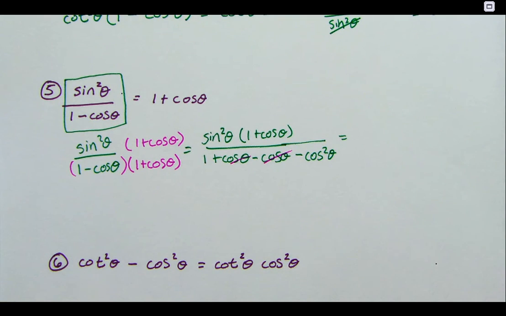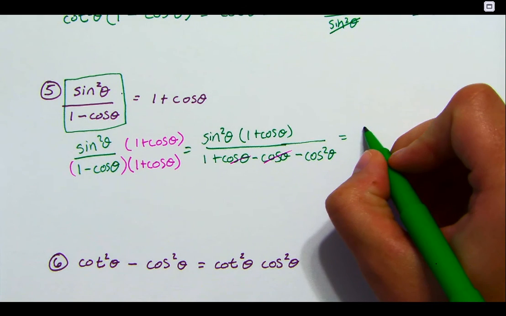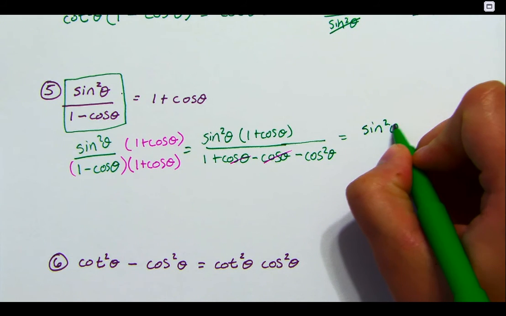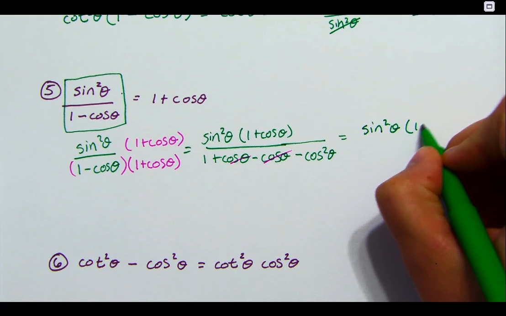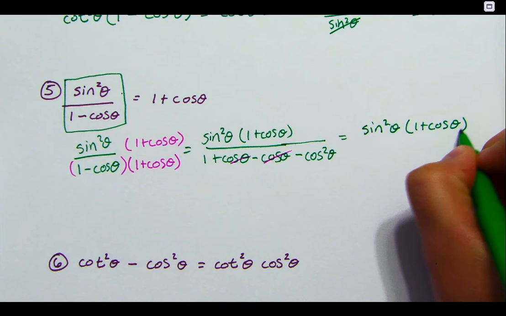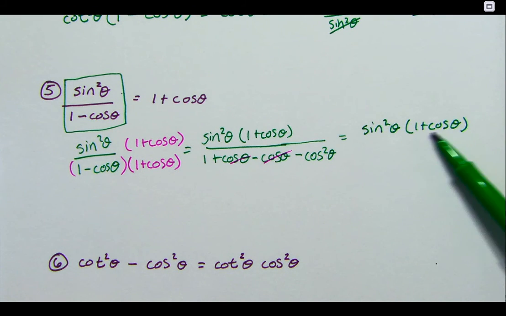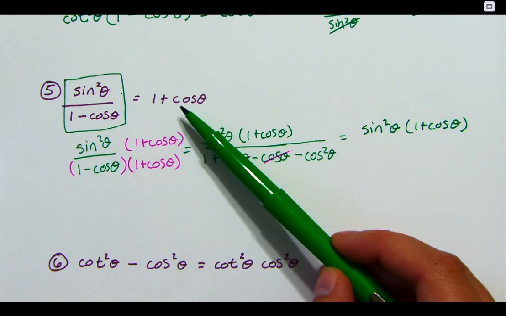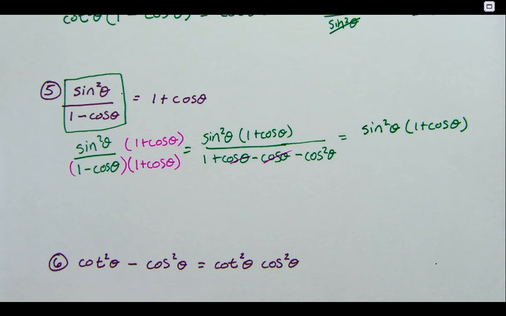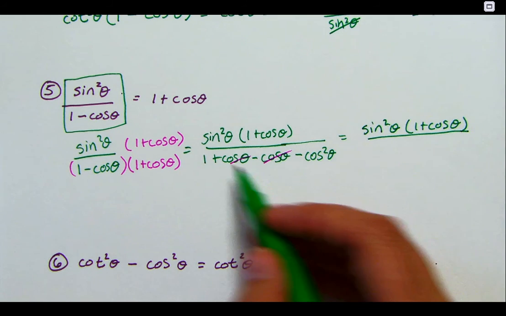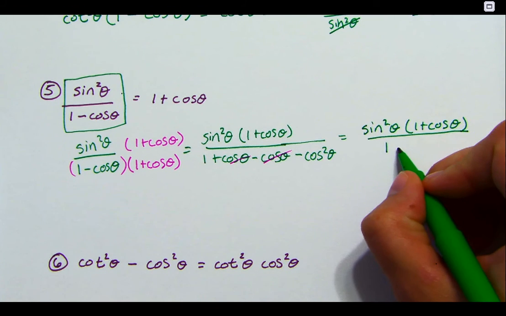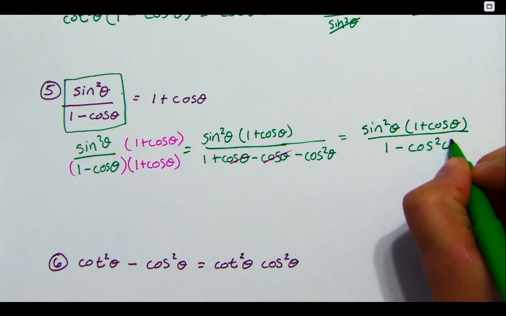Okay. So the top's going to stay the same. So sine squared theta times 1 plus cosine theta. And part of the reason why I'm waiting to distribute is because this matches what I'm trying to get through. So it's important that we kind of notice those things and we're thinking ahead in our steps. And then this will simplify to be 1 minus cosine squared theta.